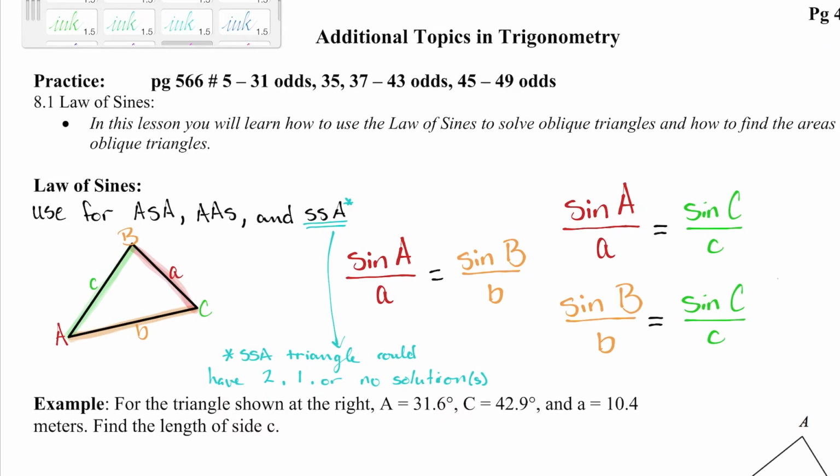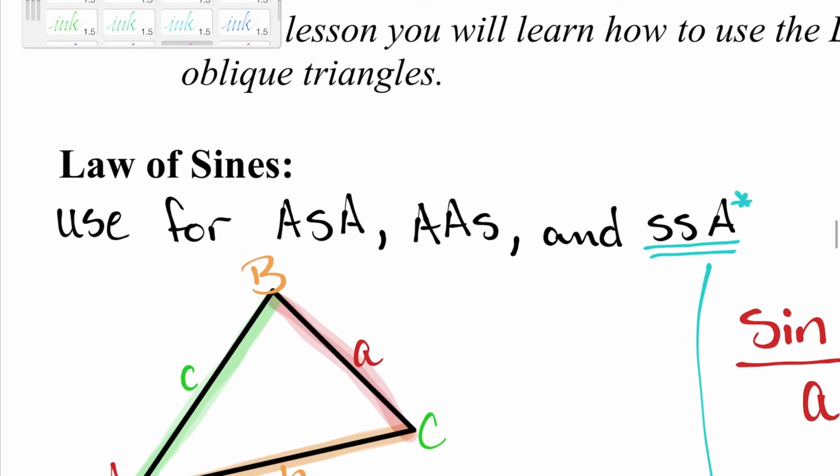So when we're talking about law of sines, we use it for angle, side, angle, angle, angle, side, and I made sure to write this in a certain order. Side, side, angle, not angle, side, side. That's a bad word. Side, side, angle. We always have to be aware of the letters that could spell out a bad word, if you will.